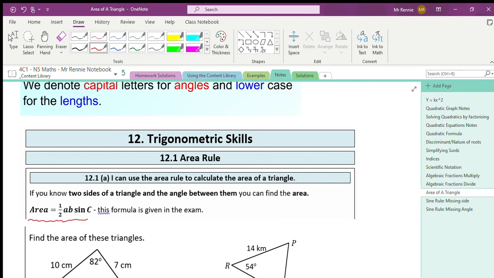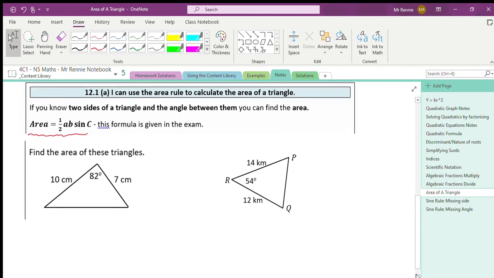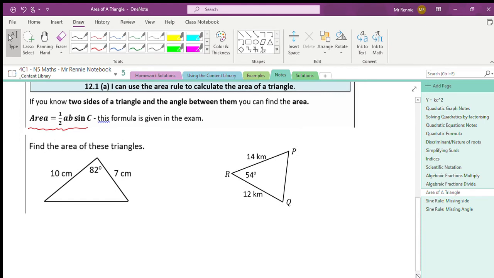So let's go down to the first question. We're going to find the area of these triangles here. You'll see in the first question I have not been given any letters to label my triangle, so that's what I'm going to do first. Now, there's no right or wrong, however, just follow me with what I'm doing.